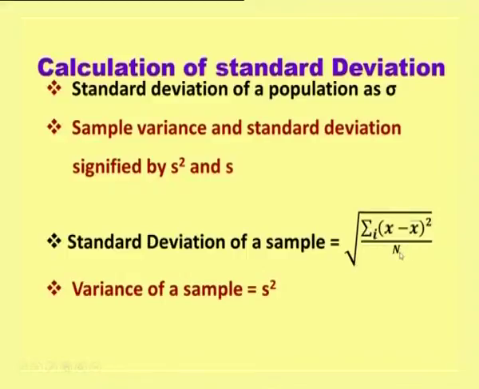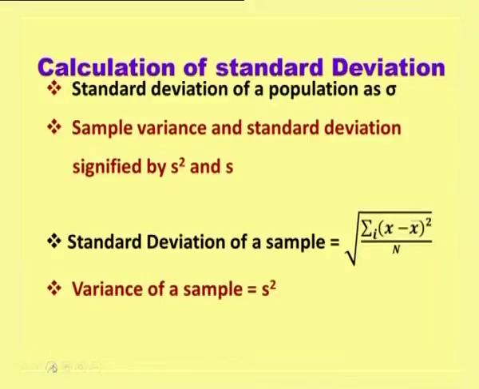And if you are taking the average, then that particular term is called the variance. For example, if you take this particular term alone, that means summation of (x minus x bar) whole square divided by n, that particular term alone is called the variance. If we are taking the square root, then that is called the standard deviation.